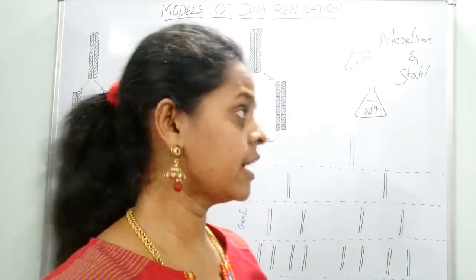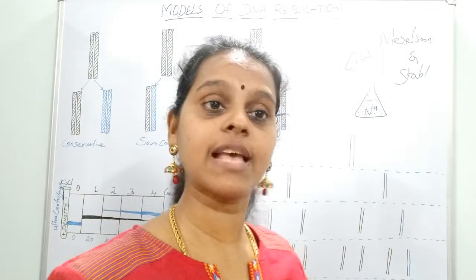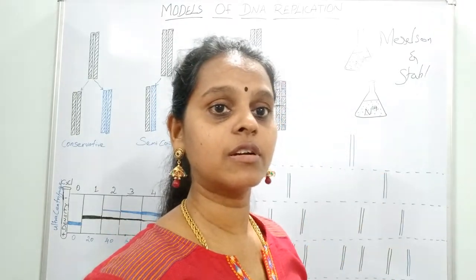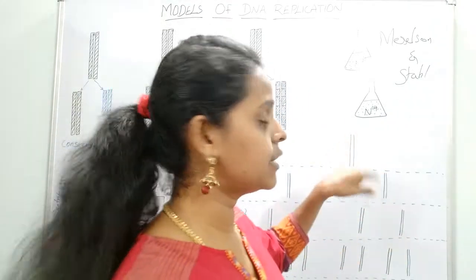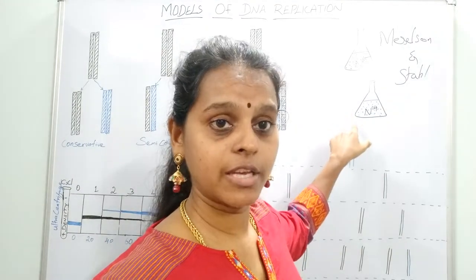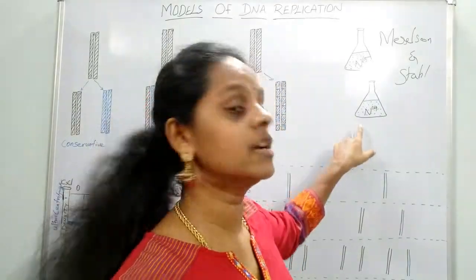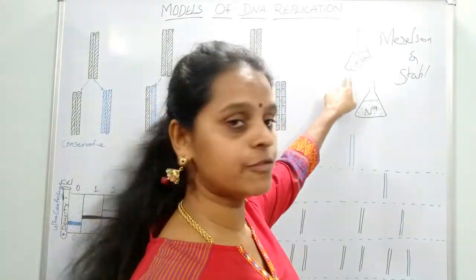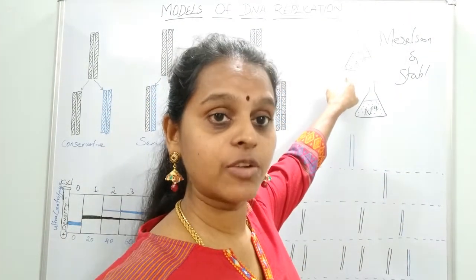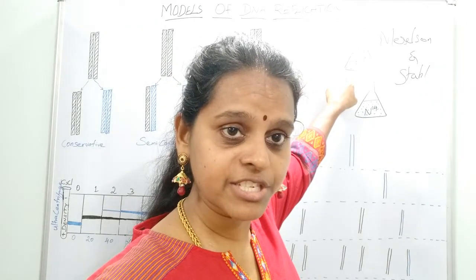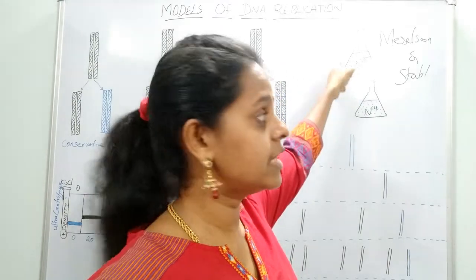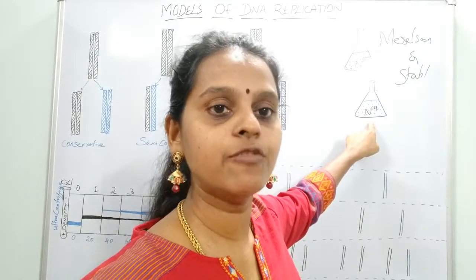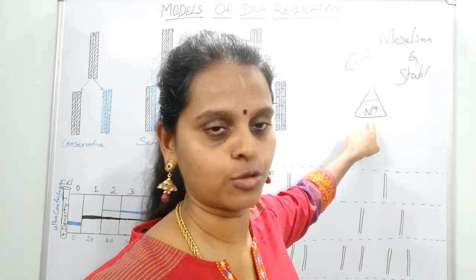After cultivating these E. coli cells in N15 culture medium, they shifted the culture into another medium enriched with the light isotope of nitrogen, that is N14. So they cultured the E. coli in N15 for many generations, and after that they shifted the culture into the medium enriched with the N14 isotope.